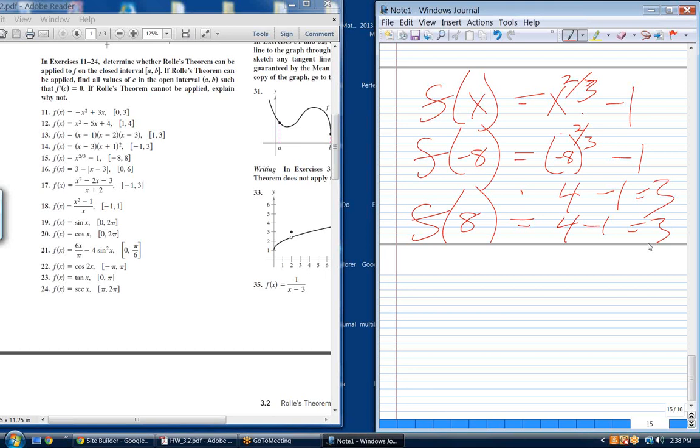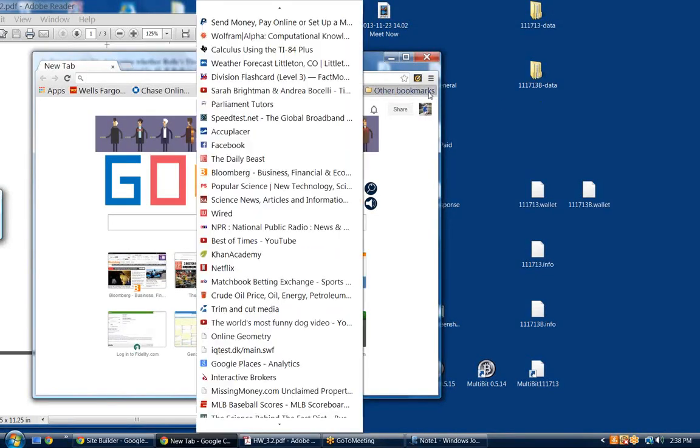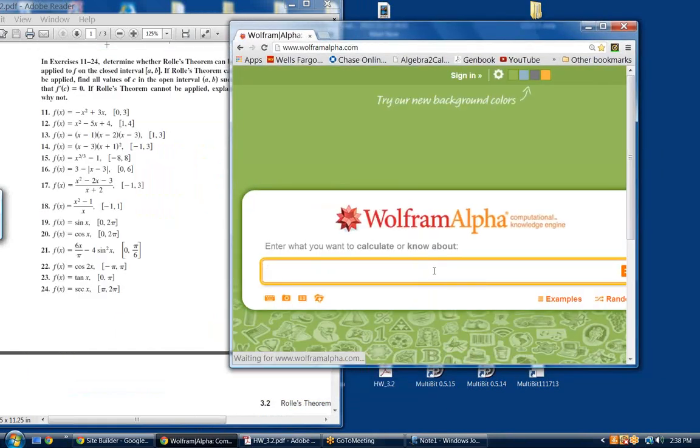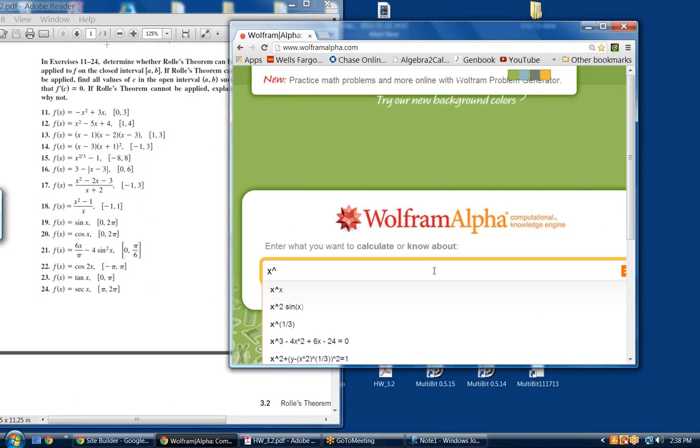Question: is it continuous? Well, let me bring up my Wolfram Alpha here and let's plot that and see what it looks like. Are you familiar with Wolfram Alpha? Have I talked to you about that? No, you have not. This is a nifty program. Better than your calculator.